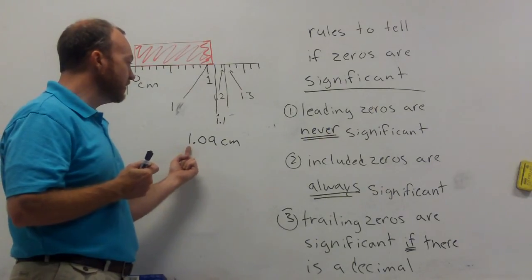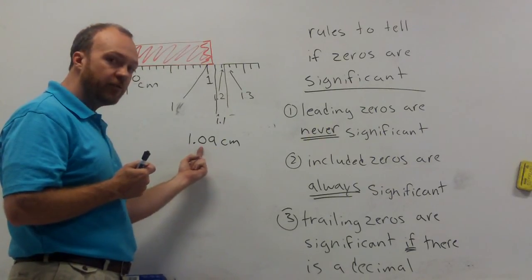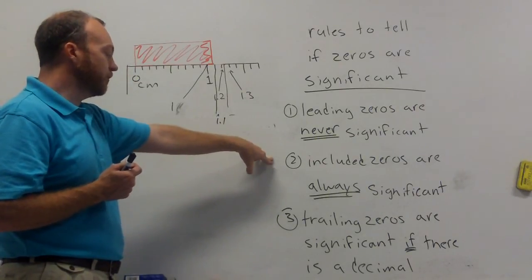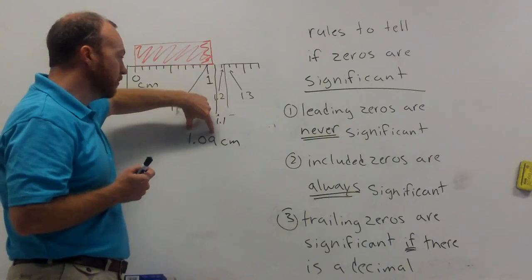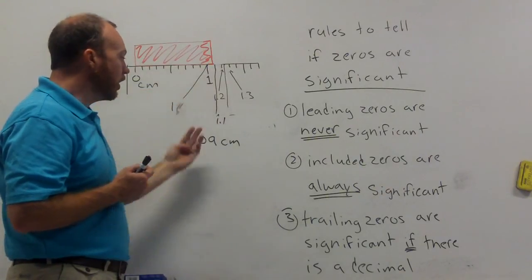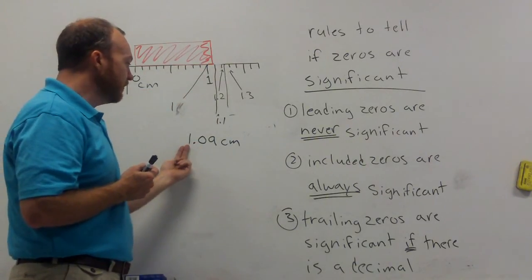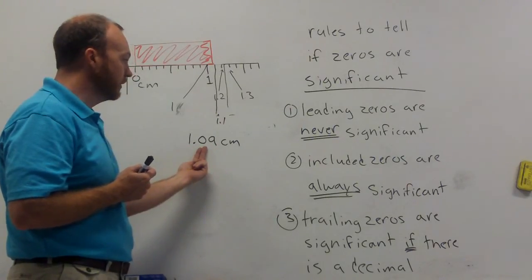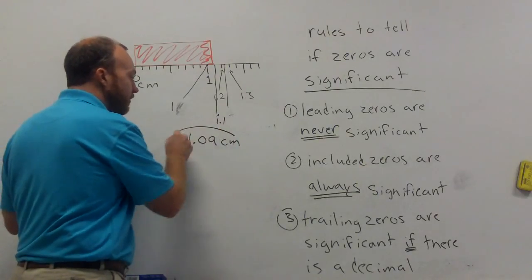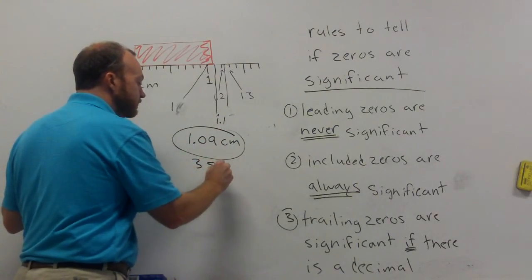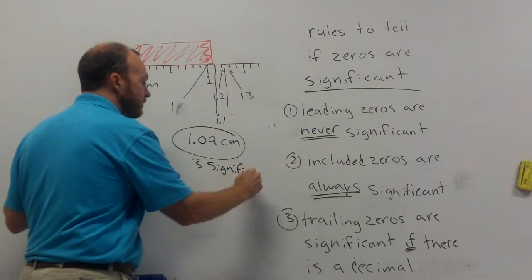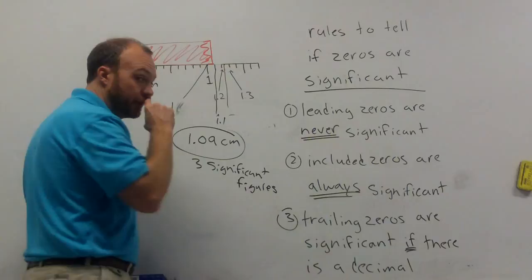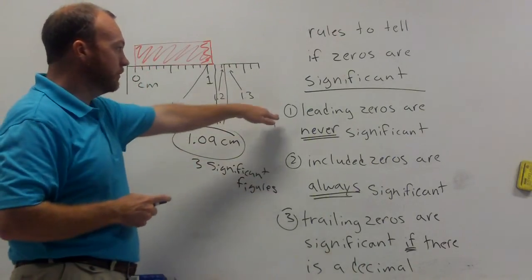So if I measured this and I measured that, clearly I measured the one that is in between, which leads to our second rule. Included zeros, and what I mean by included is zeros between other things that are significant, are always significant. Because if I measured this and I measured that, certainly I measured the one in between. So if I were counting my significant figures here, this has 3 significant figures, 3 significant digits.